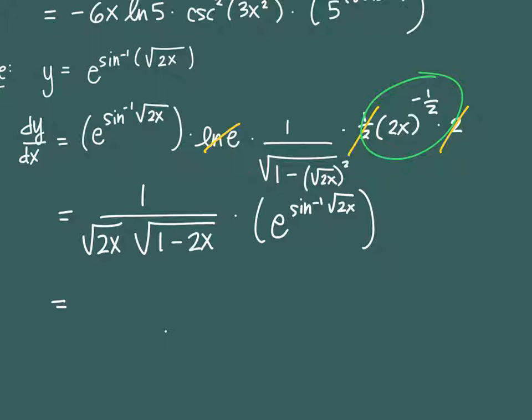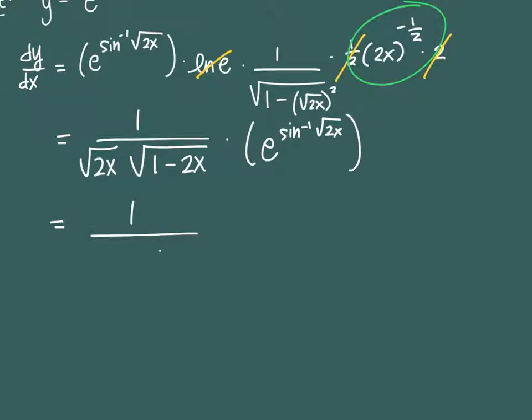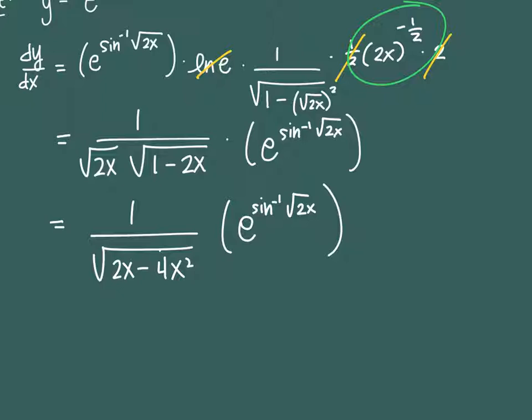And so you can multiply those two square roots together. So you'd have 1 over the simplified square root of 2x minus 4x squared, and then times the e to the inverse sine of the square root of 2x as your final term. There's probably not a huge difference between leaving those last two steps, whether you combine the square roots in the denominator or not. Just be aware if you're looking to match an answer, it might be that they've distributed it in.